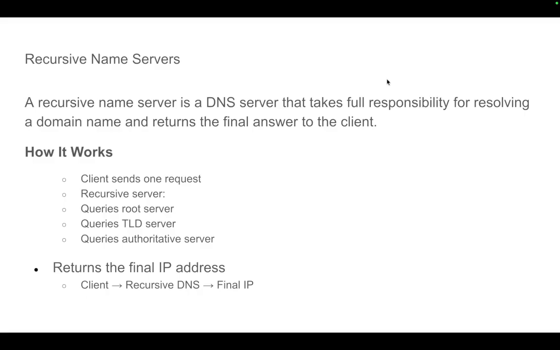A recursive name server is a DNS server that takes full responsibility for resolving a domain name and returning a final answer to a client. How does it work? The client sends one request and the recursion will start from the server. The server will query the root DNS server, query the top level domain server, and query the authoritative name server. So here the DNS server is taking the request on behalf of the client and reaching out to every possible source to get the final answer. So the client would send a request and the recursion would be performed by the DNS server to get a final IP address.